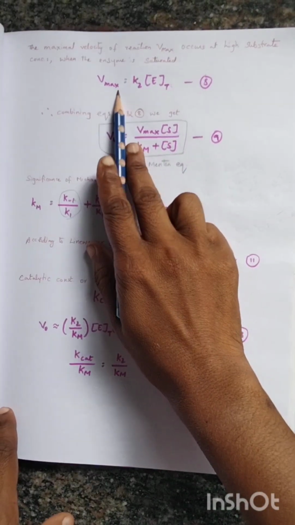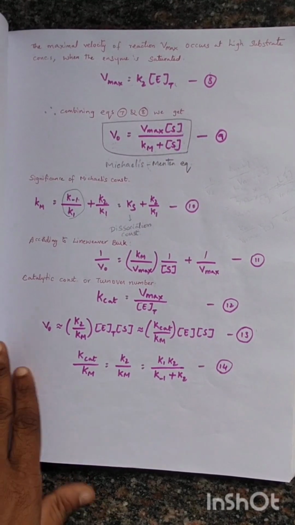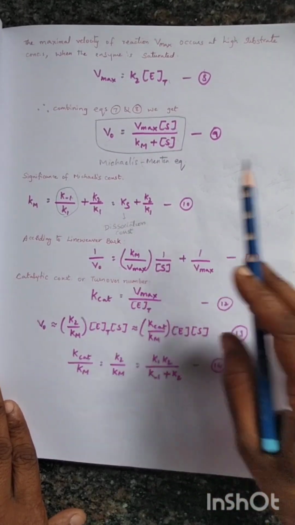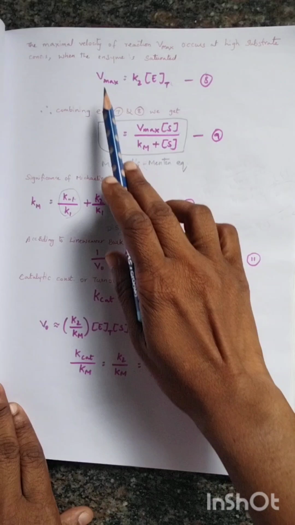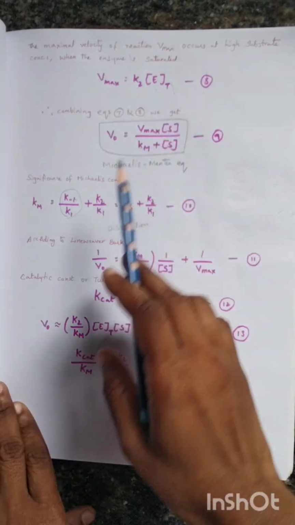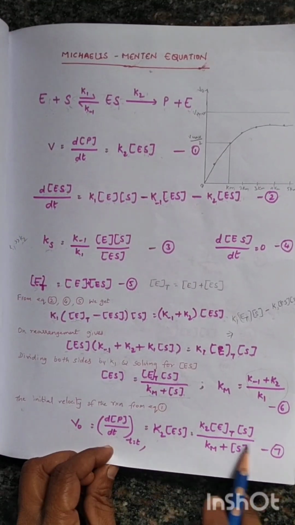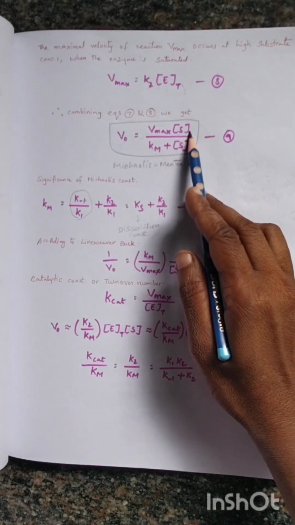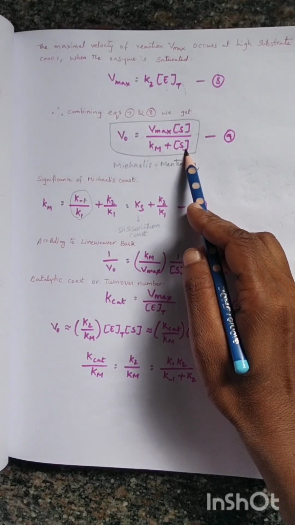Now we will calculate the Vmax. The maximal velocity of a reaction, Vmax, occurs at high substrate concentrations. As we have seen previously, when the enzyme is totally saturated, the concentration of substrate is high and no more substrate binds with the enzyme, Vmax is equal to K2 into E total. By combining this equation with the previous equation, we can get V0 is equal to Vmax into concentration of substrate divided by Km plus concentration of substrate.